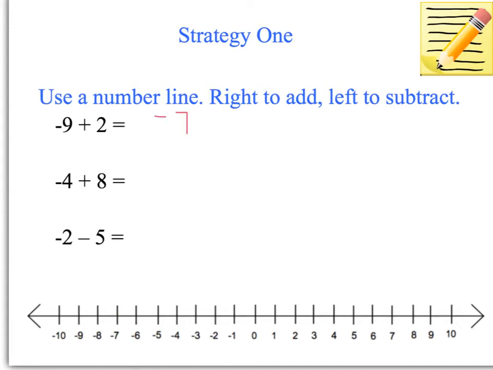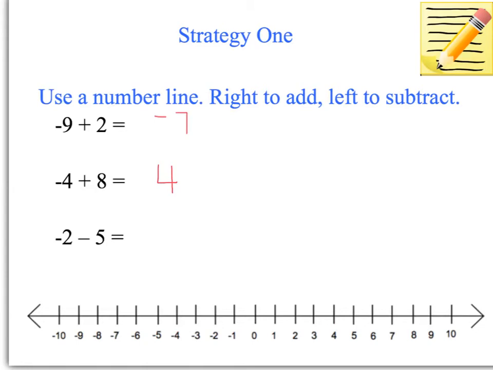Alright, what about the next one? -4 plus 8. So we're starting on the -4 and we're adding 8, which means we go right 8 spaces. 1, 2, 3, 4, 5, 6, 7, 8. So -4 plus 8 is 4. Remembering there's no need to put a plus sign before the 4 because we just automatically assume it's positive when there is no sign before it.